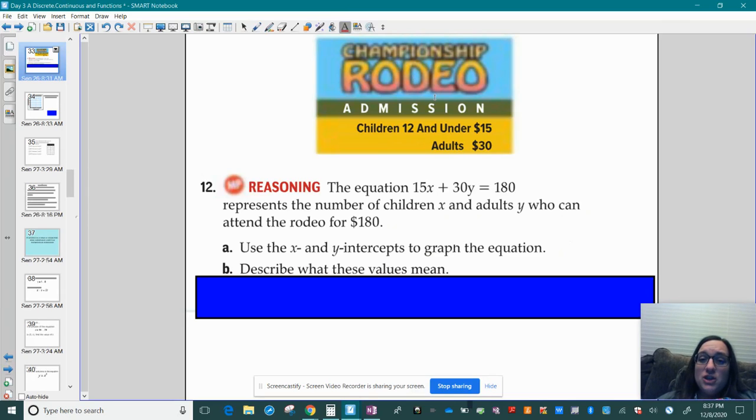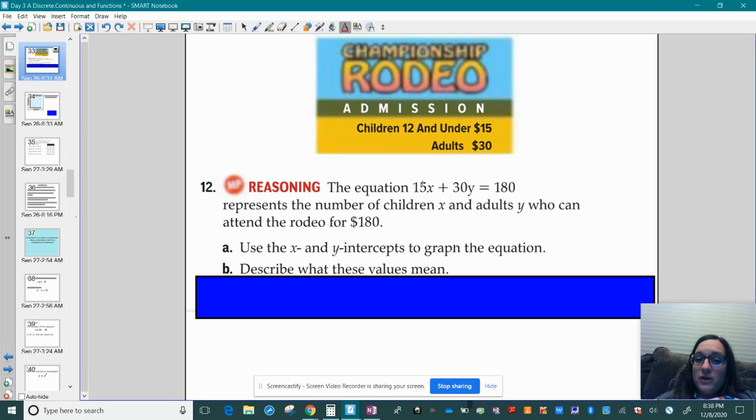So here we have our championship rodeo. And children 12 and under are $15, right? So X would be children, as we read here, represents the number of children. X, good. And adults, Y, right? $30 per adult who can attend the rodeo for $180. We're going to use the X and Y intercepts to graph the equation and then describe what the values mean.